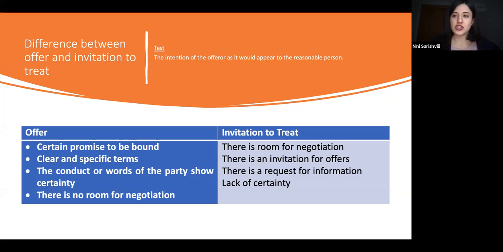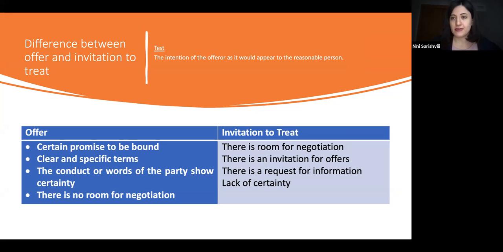In a problem question, you need to make sure that you explain the difference between the two and you explain why the statement given in the facts of the case is an offer or why it is an invitation to treat. Make sure you make an argument that shows clearly to the examiner why the statement is an offer or invitation to treat. Here in this table, you can see the main differences between the two.